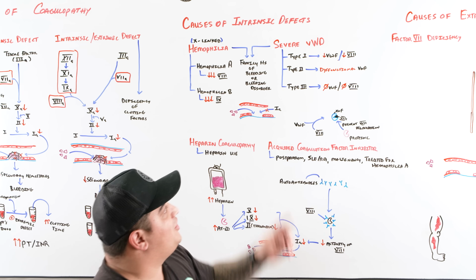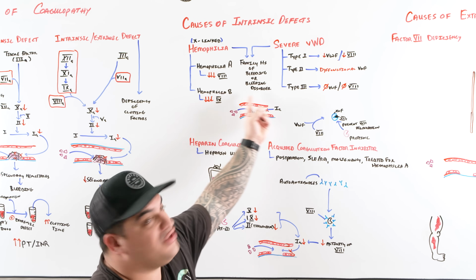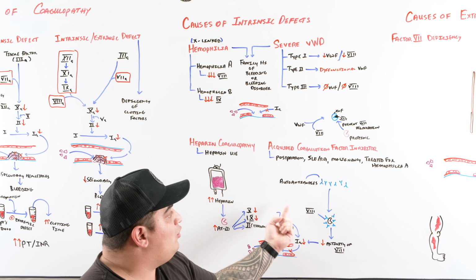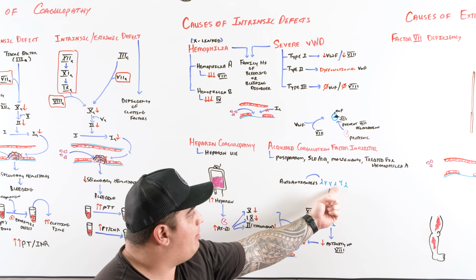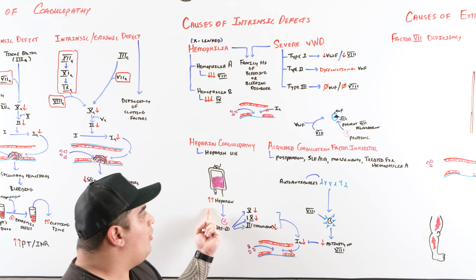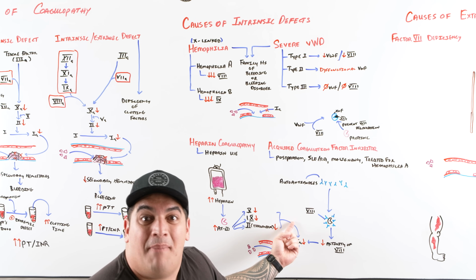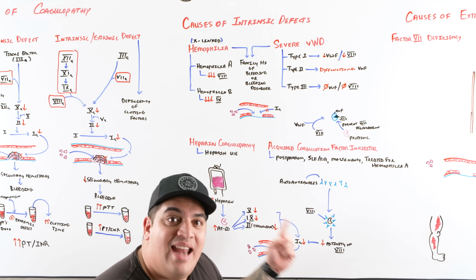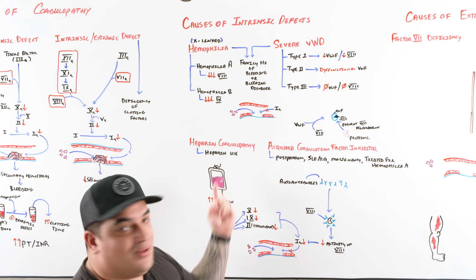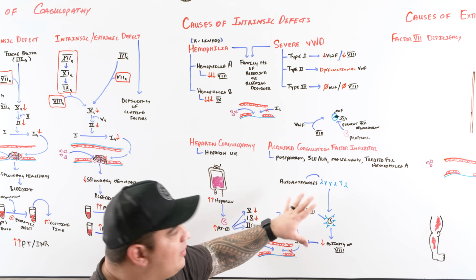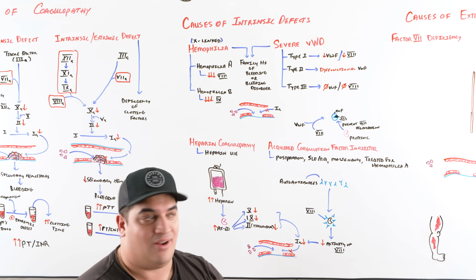And the reason why is you're giving them the factors that they're deficient in these particular scenarios. If you give them normal plasma and they have antibodies or they have a drug, all these things are going to keep doing is blocking those plasma proteins. So it's not going to matter. So the PTT never normalizes in these two scenarios. All right, that's a little tidbit, but we'll talk about that in the diagnostic section.